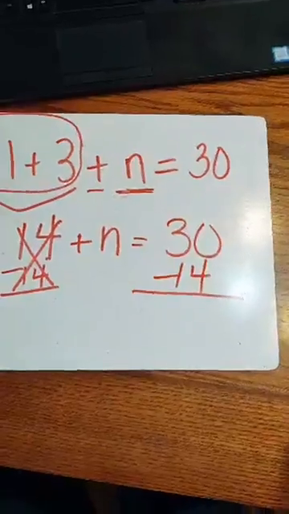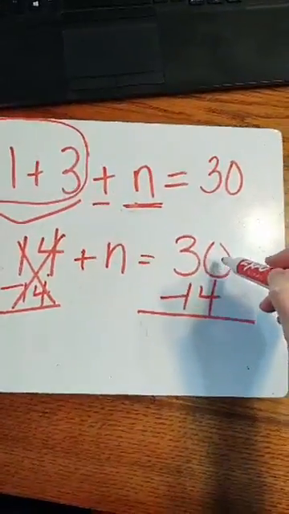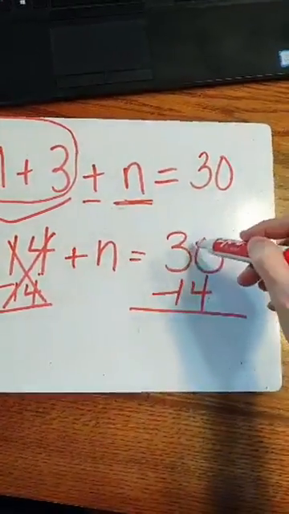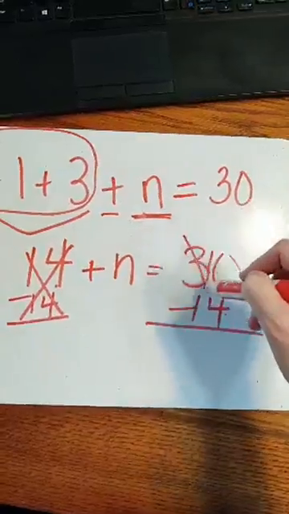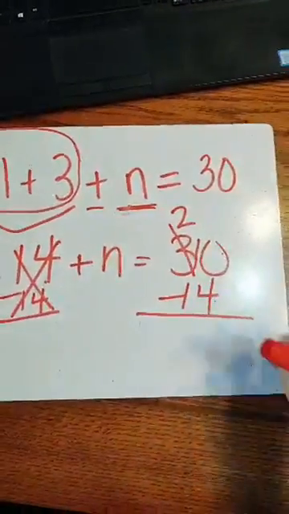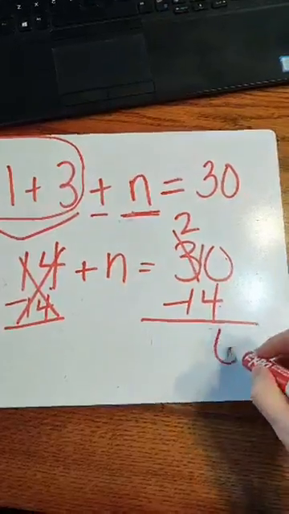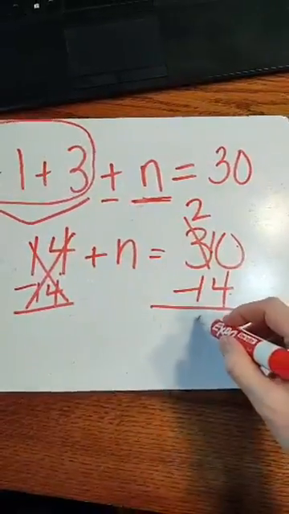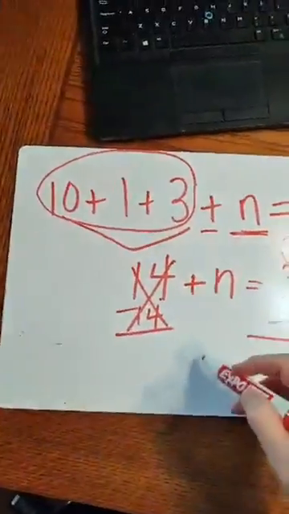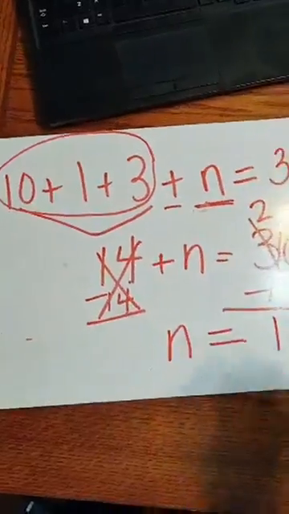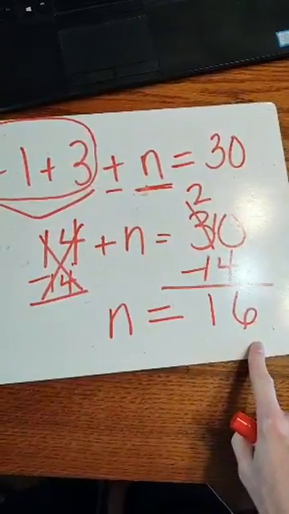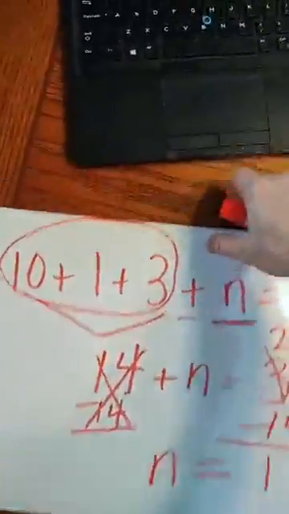Okay, 30 minus 14. Oh, gotta borrow. Bigger bottom, better borrow. Give it a 1. Make it 1 smaller. 10 minus 4. You got it. 6. 2 minus 1. 1. So what's left over here? N equals 16. Good job. Let's try another one, guys.